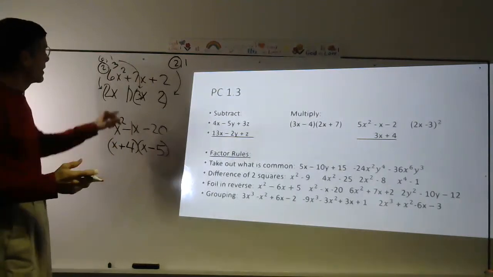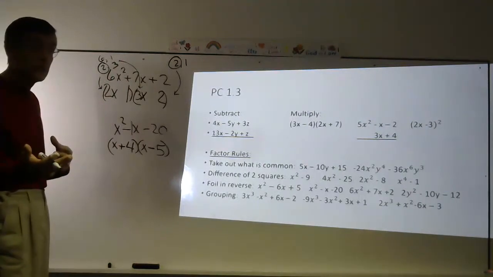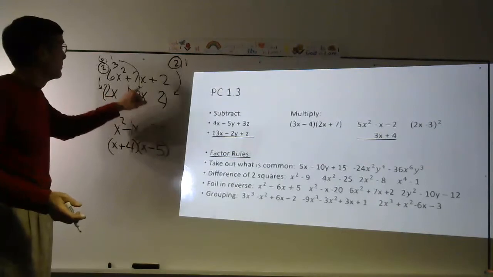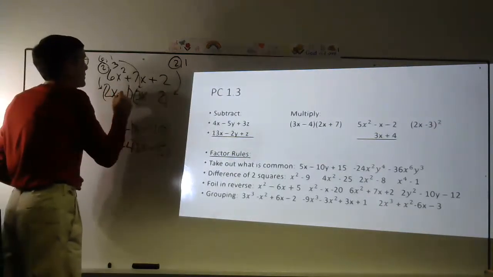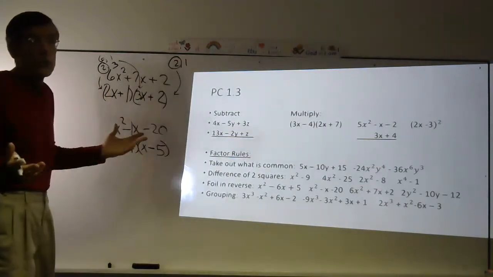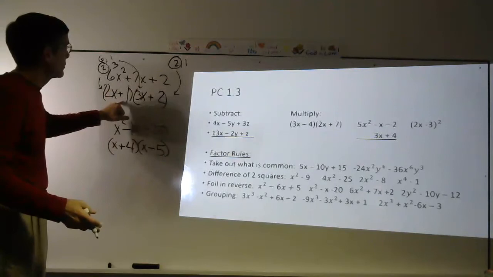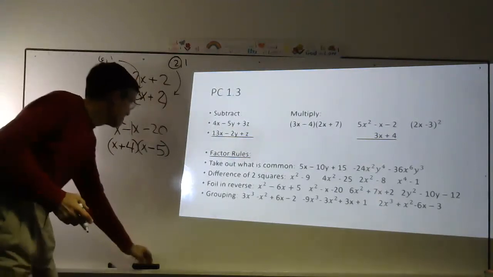Now, we got to get the signs. 1 times 2 needs to be a positive. How do you get a positive? When you multiply, they're either both positive or both negative. But if you want to get a plus 7 in the middle, they have to be both positive. You can check your work, but it's going to work. 2x times 2 is 4x, 3x times 1 is 3x. That adds up to 7, and 1 times 2 is 2. Okay?